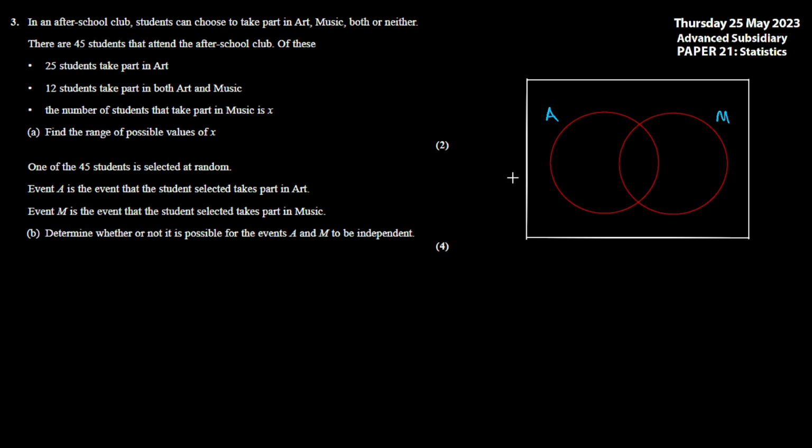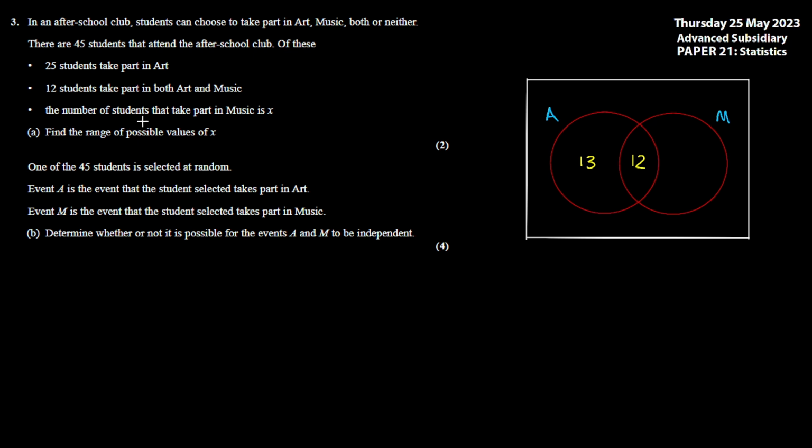We know that the total that's in the white square here, we know that the total involved is 45. It's always easier to put the numbers in from the inside out. And the clue here is that 12 students take part in both art and music. So this is this overlap here. So I can write 12 in here. Given that 25 students take part in art, this means 13 can go here.